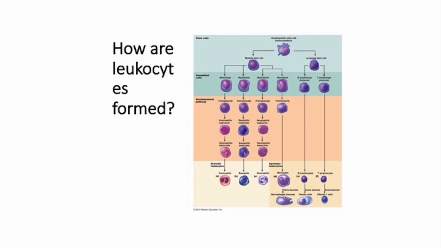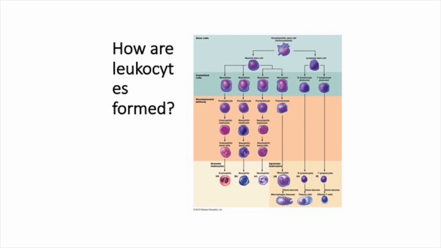But the key to remember, every blood cell starts out as a hematopoietic stem cell, and once it becomes a committed cell, it cannot change its mind. So if something becomes a myeloblast, it's going to become an eosinophil, a basophil, a neutrophil, or a monocyte. If something becomes a B lymphocyte precursor committed cell, it has to become a B lymphocyte, right? Once you're to that committed stage.